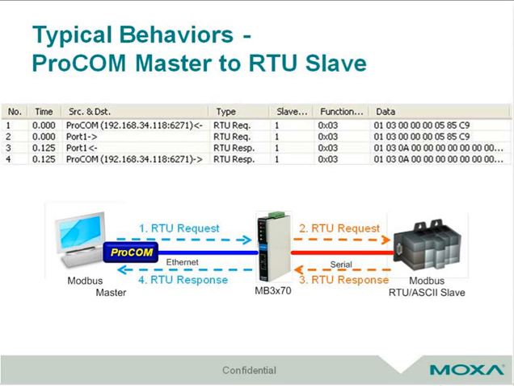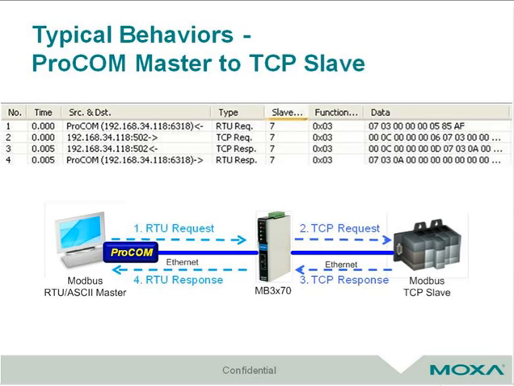This slide shows an example of PROCOM. You can see on the monitor log we highlight a PROCOM packet, and in fact it is an RTU request from an Ethernet PC. Then the RTU request goes out on port 1, gets the response, then sends the RTU response to the RTU master with PROCOM. The next slide shows what you will see if the slave device is a Modbus TCP slave. It is similar to the last slide, but only packets 2 and 3 change to TCP request and response.